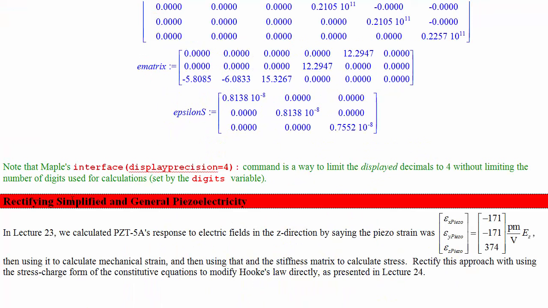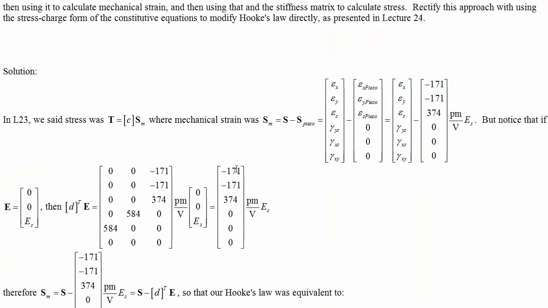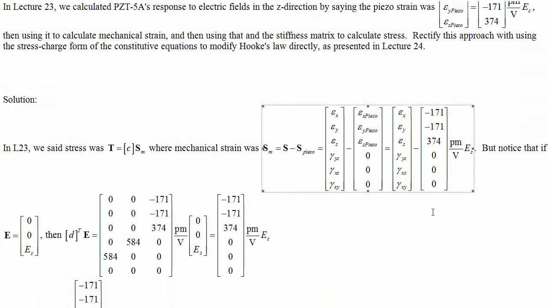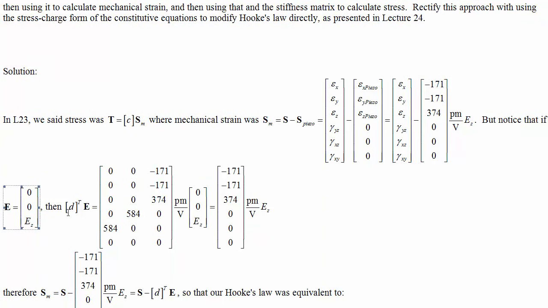Next example, rectifying simplified and general piezoelectricity. In lecture 23, we did some piezoelectric calculations, and you did some more in the examples. We did PZT5A's response to electric fields in the Z direction by saying the piezo strain was just this, and then used it to calculate mechanical strain, and then used that and the stiffness matrix to calculate stress. Rectify this with using the constitutive equations that we did above to modify Hooke's law directly. In other words, just see how this approach fits into the more general approach we're presenting here, and how they both can still work.